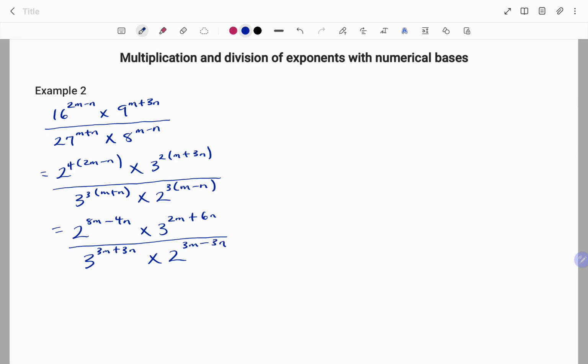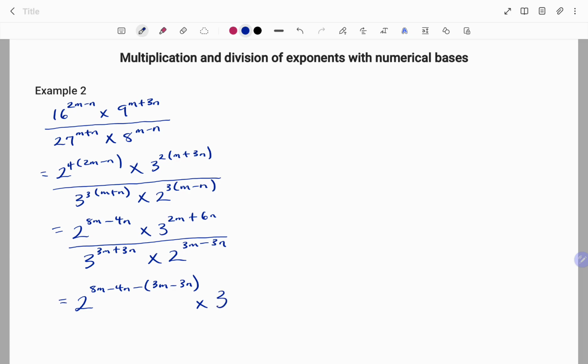Now that all my bases are in prime, I'm going to group the like bases. And grouping the like bases, I have base of 2 and 3. I'm going to start with 2. And because I'm dividing, I have just one base of 2 at the top and 1 at the bottom. And because I'm dividing the same base, I'm going to be subtracting the powers. So at the top, I have 8m minus 4n minus, I'm going to put this in a bracket because it's an expression, 3m minus 3n. I'm done with my 2.